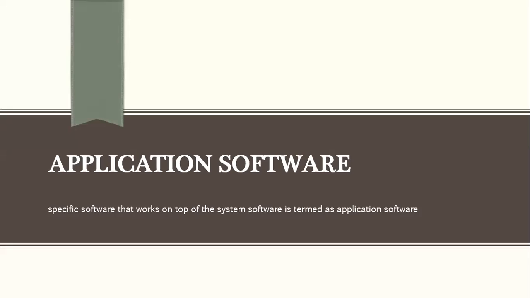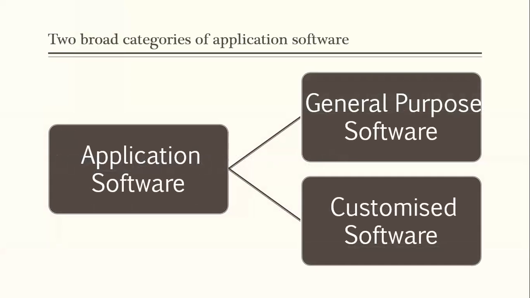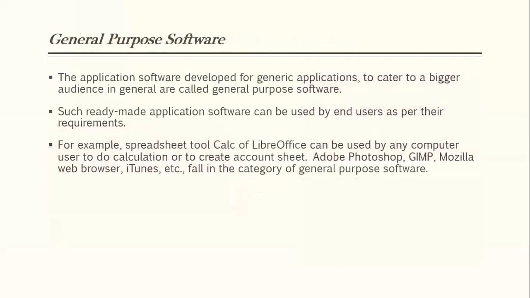Application software. Specific software that works on top of the system software is termed application software. There are two broad categories of application software: general purpose software and customized software. Application software developed for generic applications to cater to a bigger audience in general is called general purpose software. So Microsoft Word has been made for everybody. Everybody can use it. It is called general purpose software.